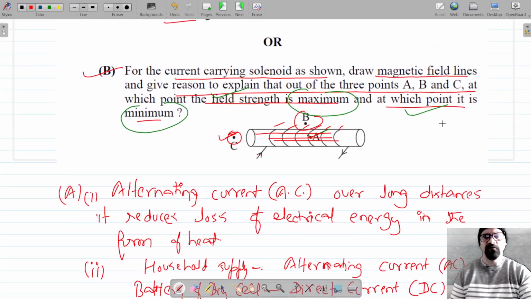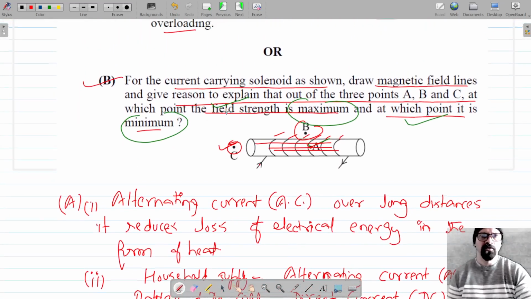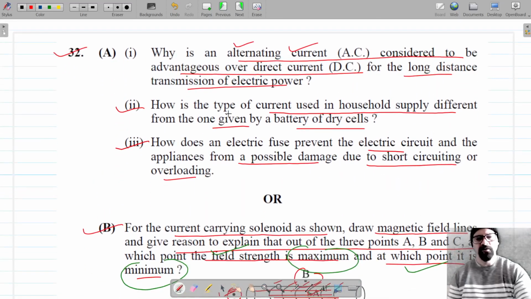Now next is at which point it is maximum and minimum. Okay, so we are done with part B. Let's move on to the next question.